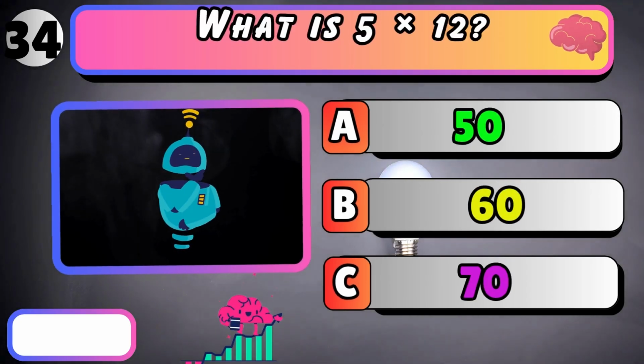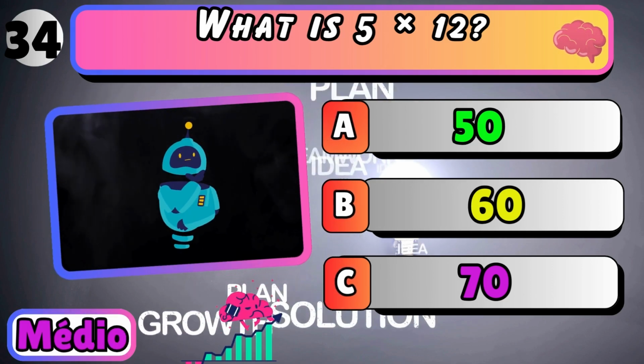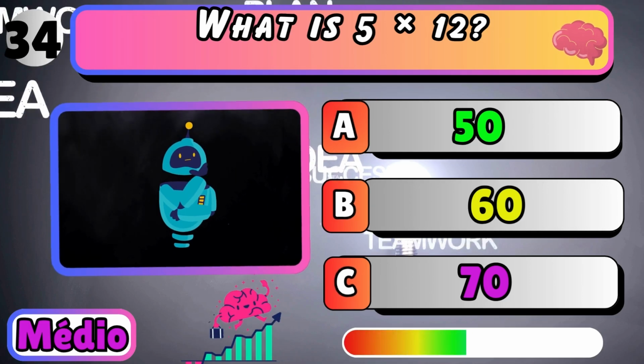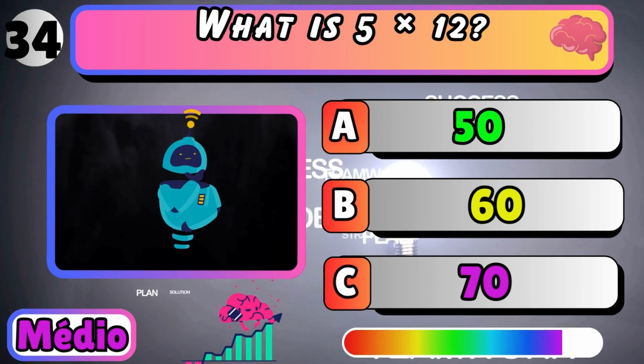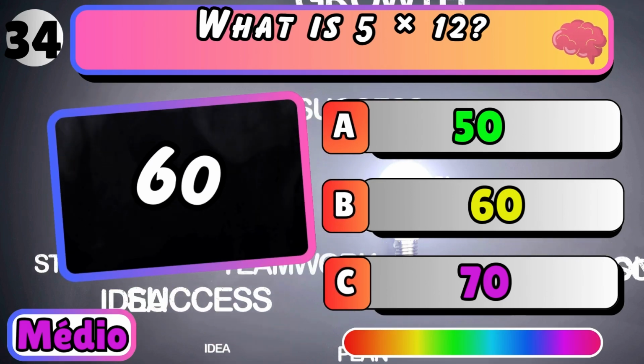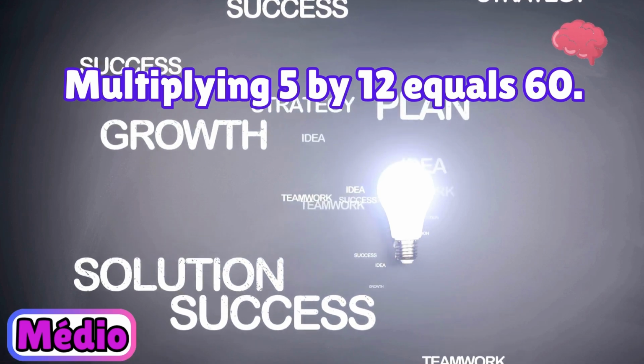What is 5 times 12? 50, 60, or 70? 60. Multiplying 5 by 12 equals 60.